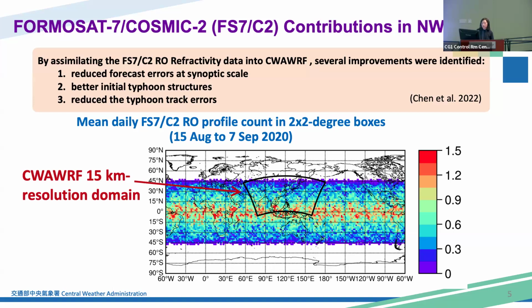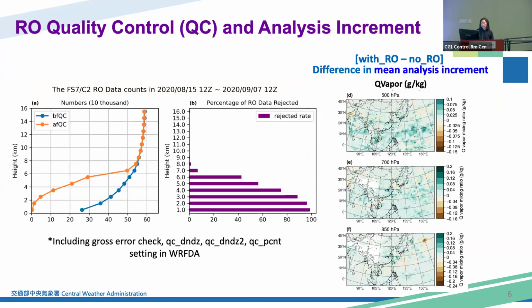By assimilating the COSMIC-2 refractivity data, we can see several improvements in our system. First, COSMIC-2 reduces the forecast error at synoptic scale. And second, it makes our system get a better initial typhoon structure, which means it can reduce the typhoon track errors. In the following slides, I will talk about the details. By the way, these results are shown at our 15 kilometer resolution.